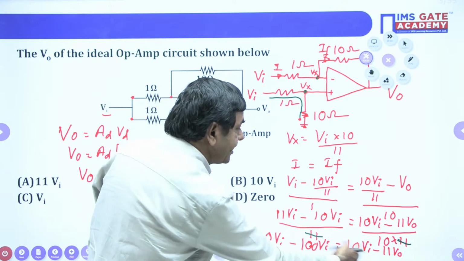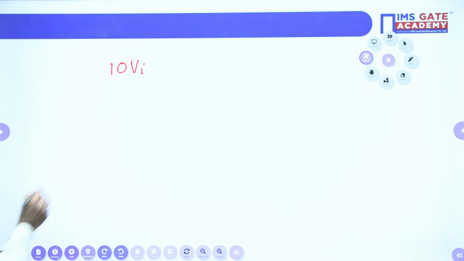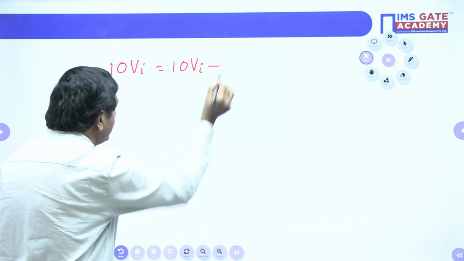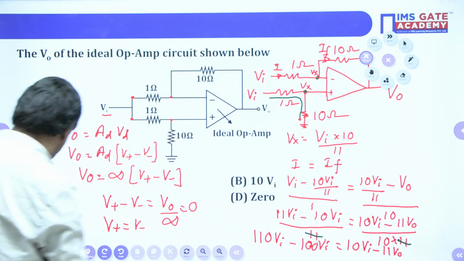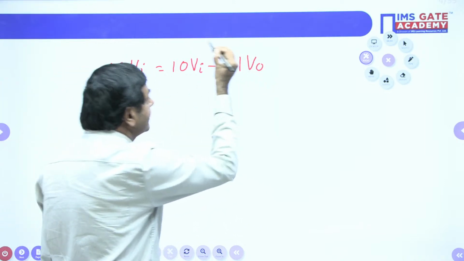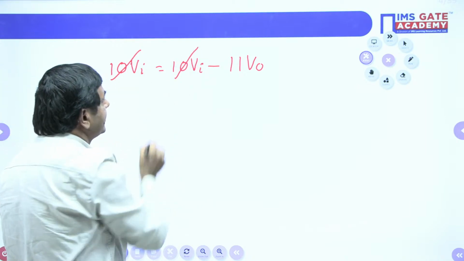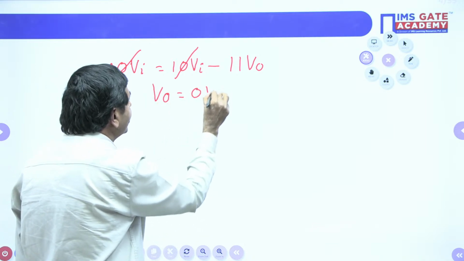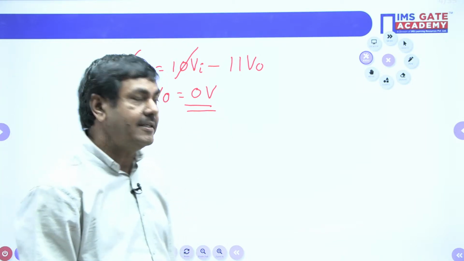On this side, what can I get? 10 Vi minus 11 V naught. Please watch. We got 10 Vi on the left and 10 Vi minus 11 V naught on the right. On both sides I can cancel 10 Vi and 10 Vi. If both are cancelled, what will I get? V naught is nothing but 0 volt. That is how we can determine the value.